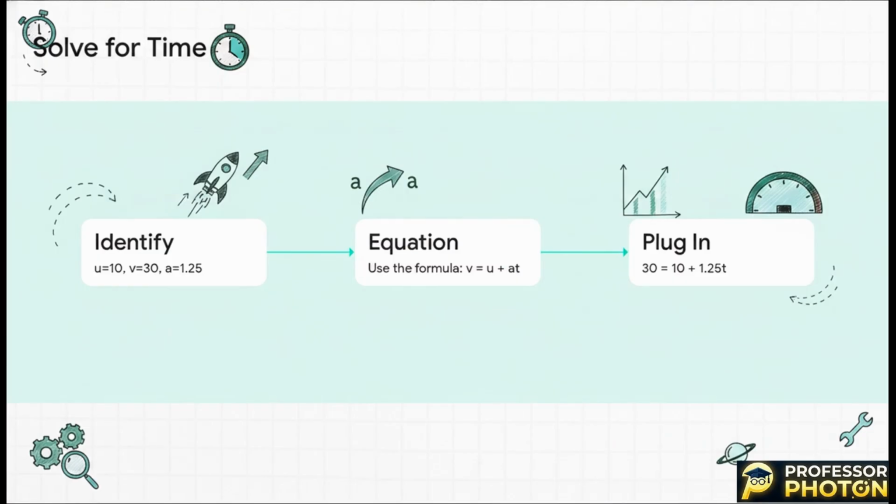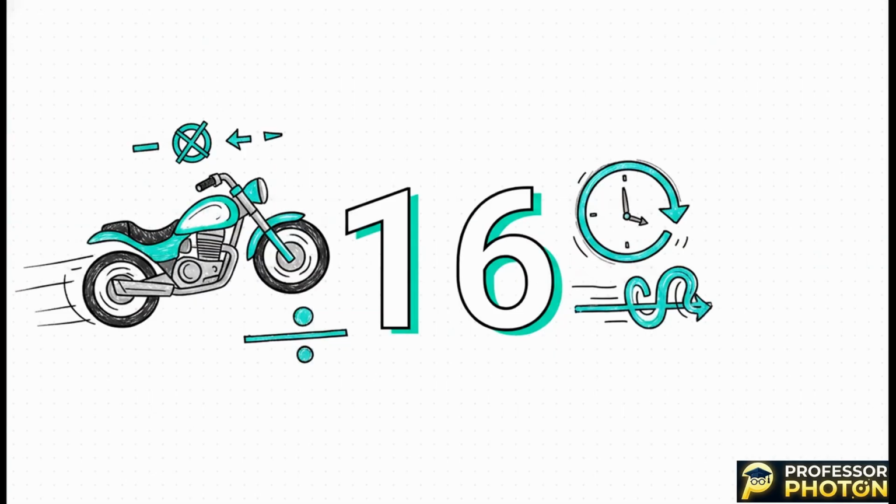By just taking the variables we learned and slotting them into the very first formula, we can easily solve for t. We know our final velocity v is 30, our initial velocity u is 10, and our acceleration a is 1.25. The formula is simply final velocity equals initial velocity plus acceleration multiplied by time. So 30 equals 10 plus 1.25 times t. You just subtract the 10 from the 30 to get 20, then divide that 20 by 1.25, and boom, there we go. Basic algebra tells us it takes exactly 16 seconds for the motorbike to reach its new speed. See? Really not so scary once you break it down.